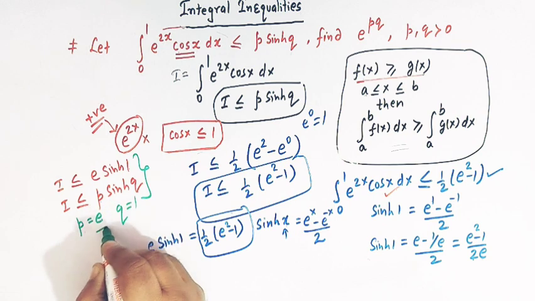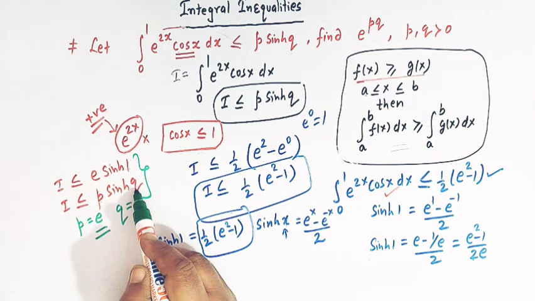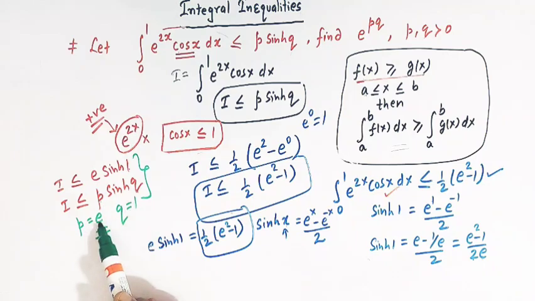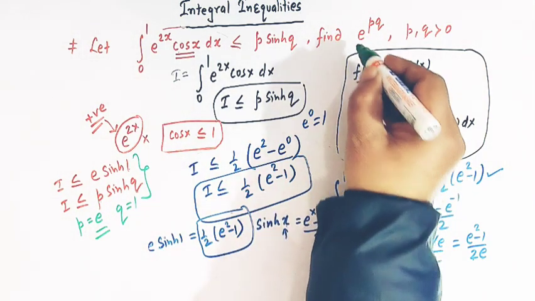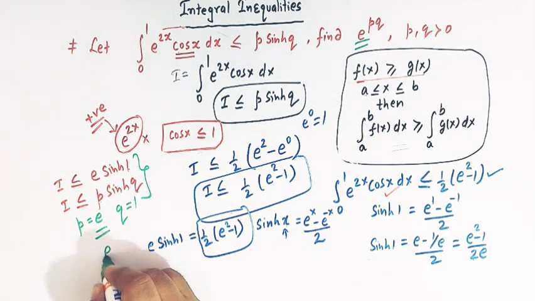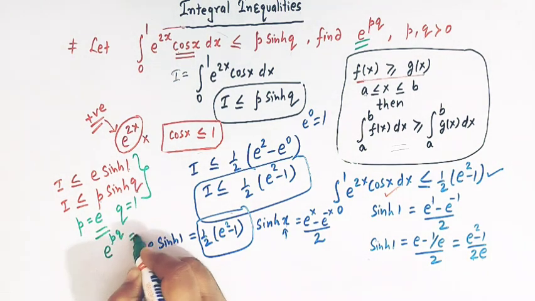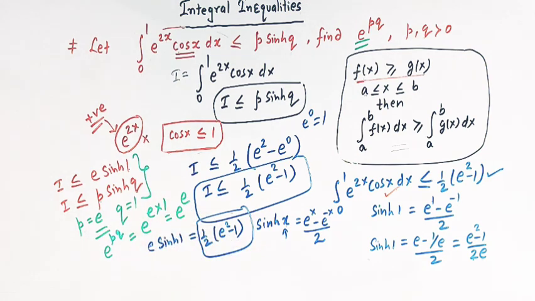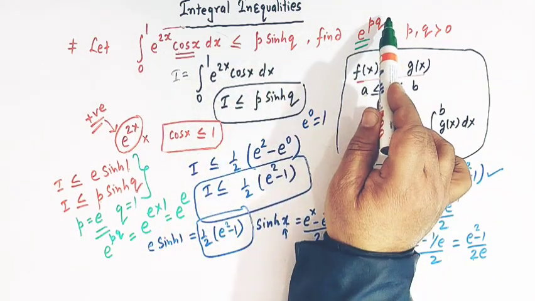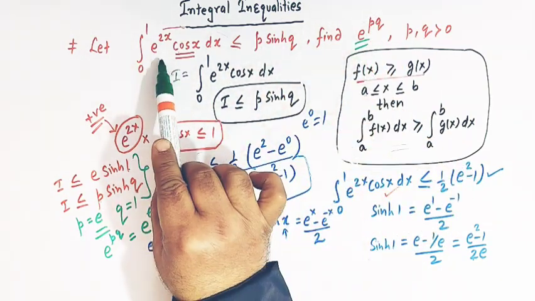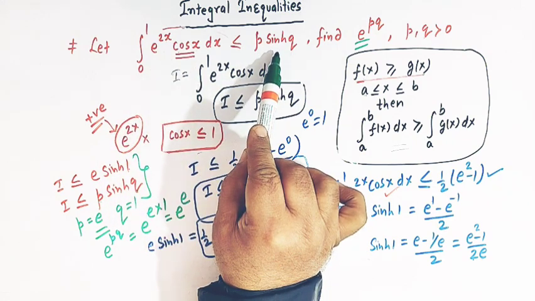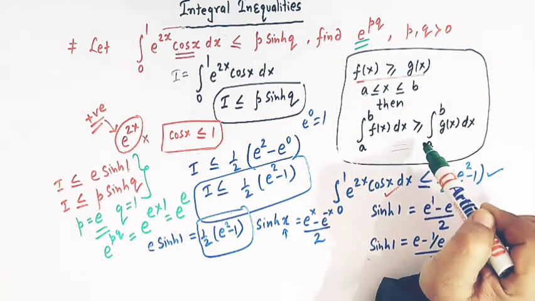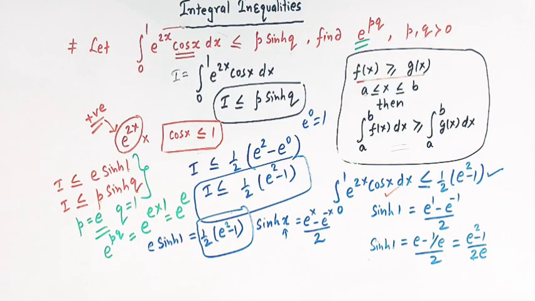This is a very important problem. p is equal to e and q is equal to 1, and p and q are obviously greater than 0. e and 1 are greater than 0, right? And we have to find the value of e raised to pq, right? So p is e. So we have e raised to e times 1, that is e raised to e, right? So this is how we can find the value of this expression using this integral inequality, right? So viewers, by making use of this important integral inequality, we can solve these kinds of problems.